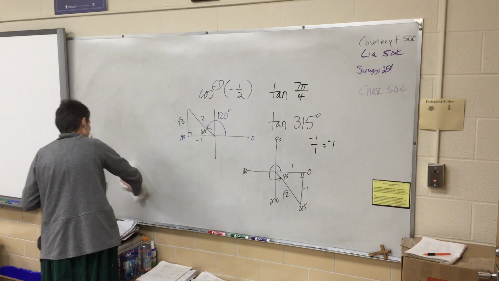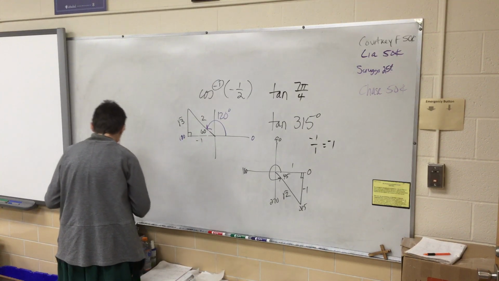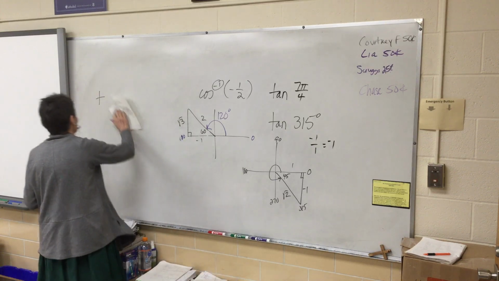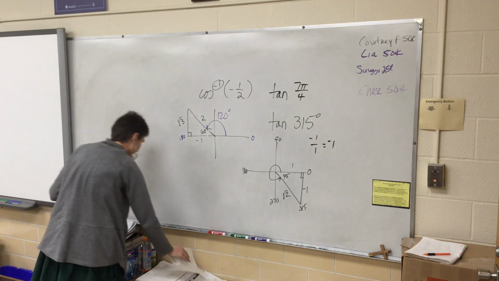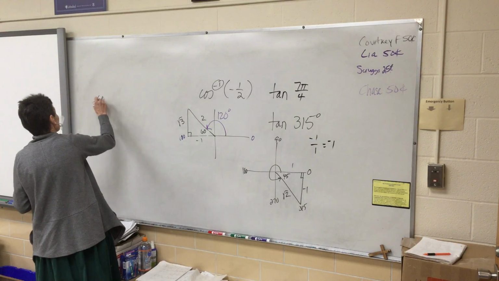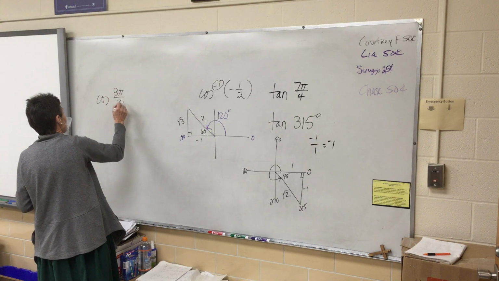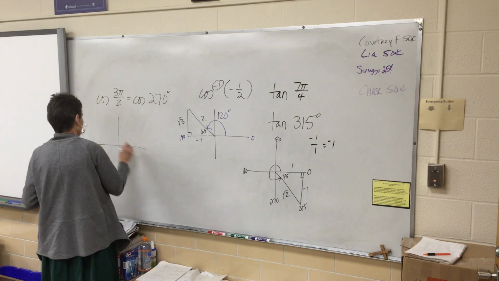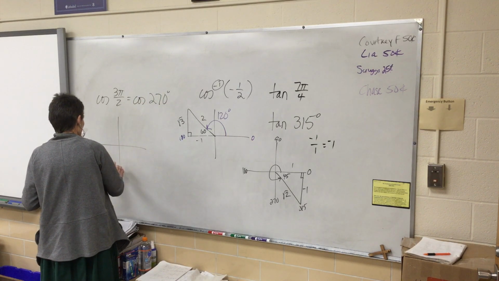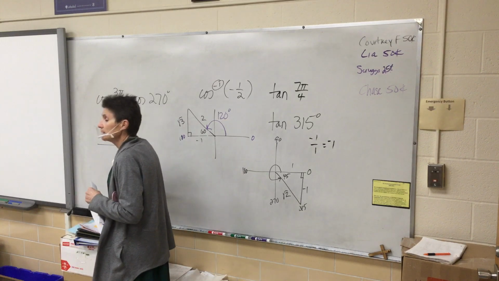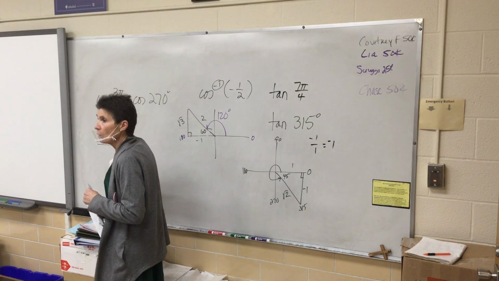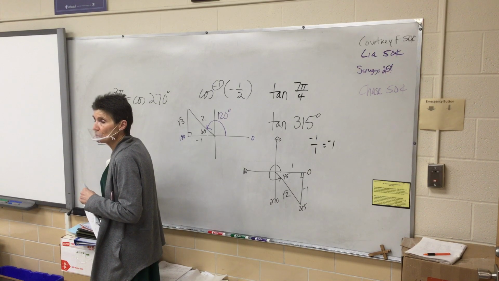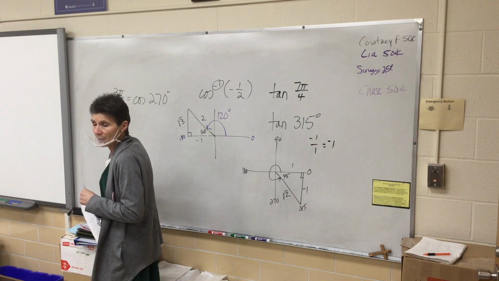All right, let's change 3 pi over 2 into degrees. What do we have? Our cosine. What's the cosine of 3 pi over 2? 270. So we're going to find the cosine of 270. Isn't this a circle there? And it's down here, isn't it? 270 is on the line. So what do I do when my angle is on the line?